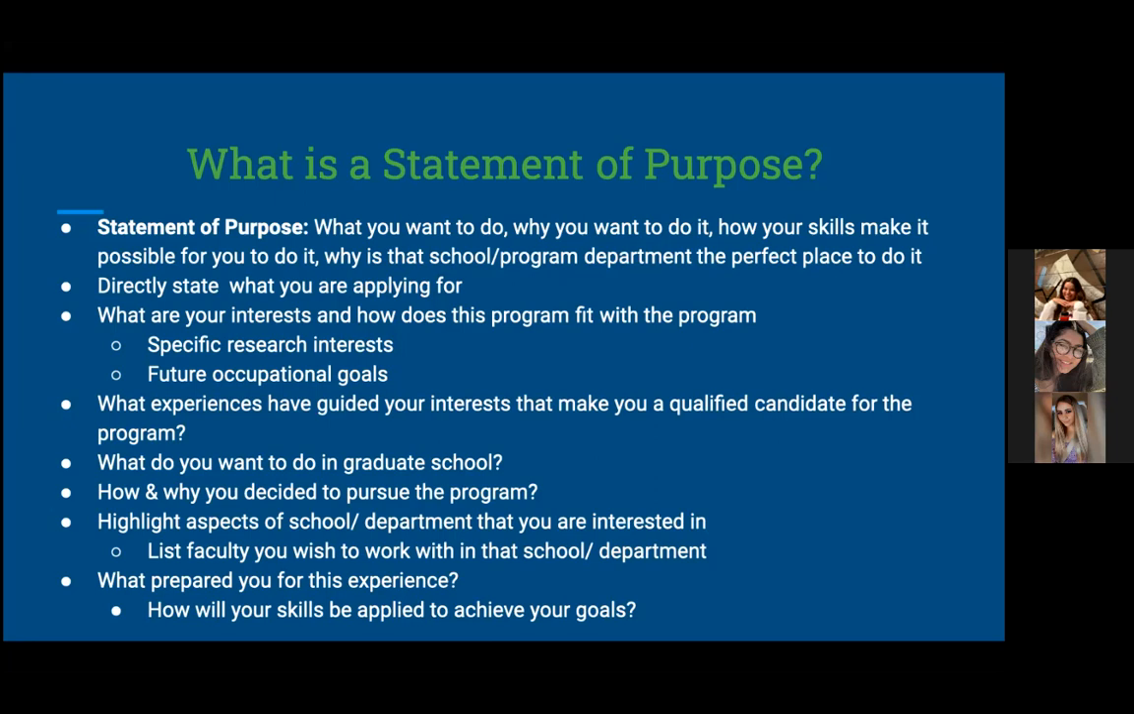You can ask yourself what experiences have guided your interests that make you a qualified candidate for the program. Why do you want to do graduate school and what do you want to do? You want to highlight any aspects of the school or the department that you're interested in, and you want to list any faculty member you want to work with in that school or department. And you want to mention any experience or any skills that have prepared you so you can achieve your goals.